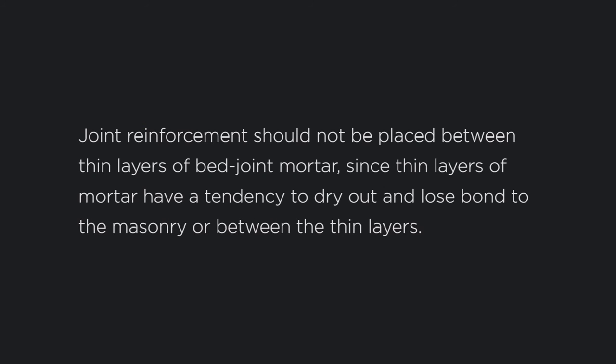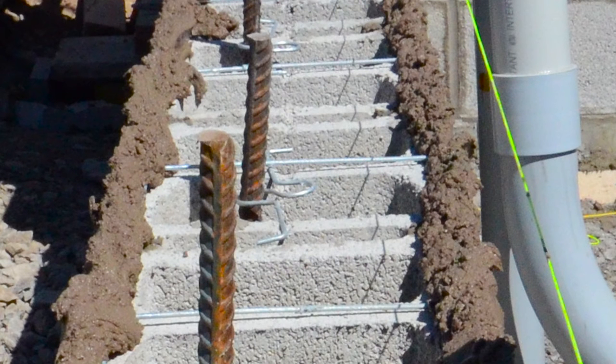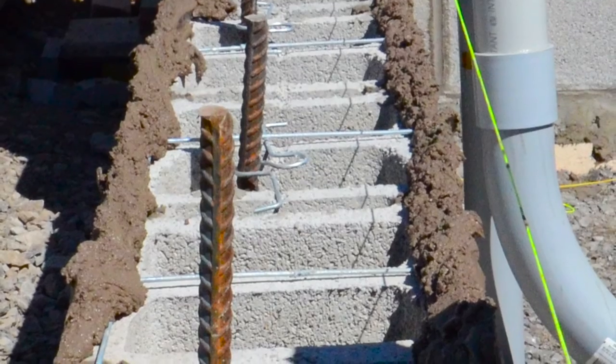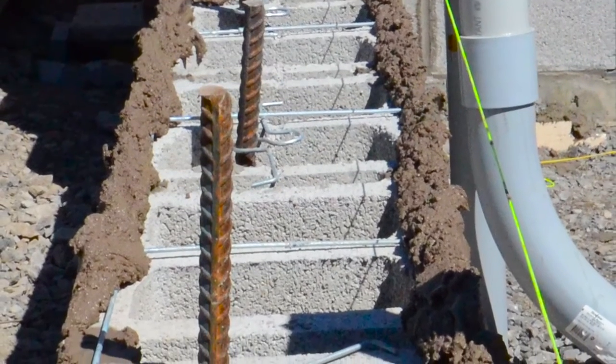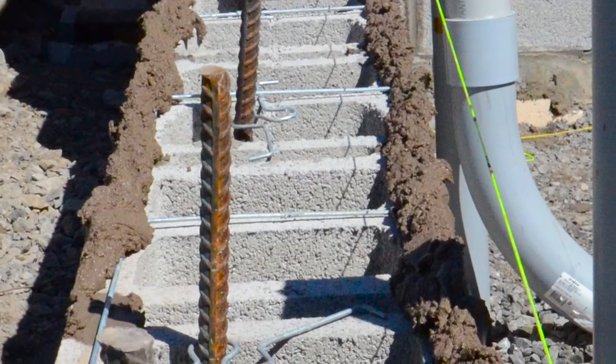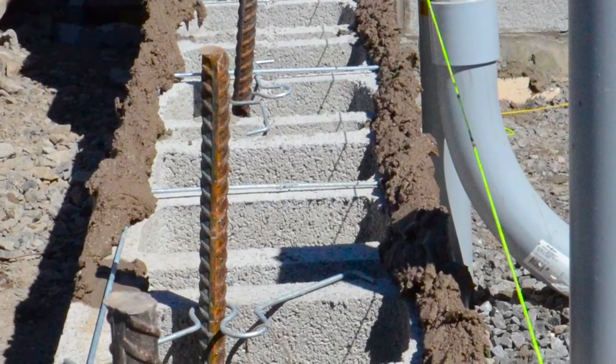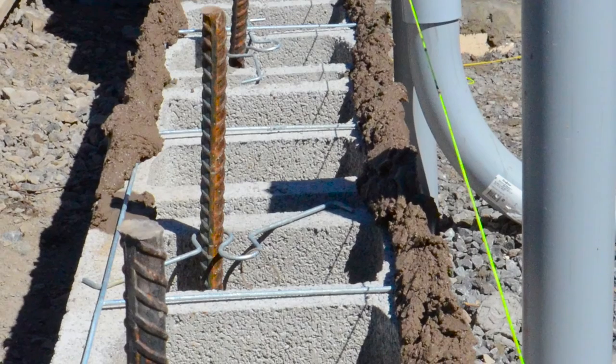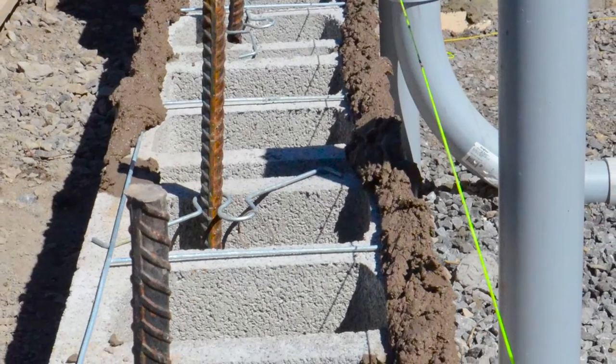Joint reinforcement should not be placed between thin layers of bed joint mortar, since thin layers of mortar have a tendency to dry out and lose bond to the masonry or between the thin layers. Placing joint reinforcement on top of a freshly laid bed joint is also not recommended, since this procedure results in voids between the bed joint and the overlying unit. Placement, positioning, and lap requirements for joint reinforcing will be covered in a later module.